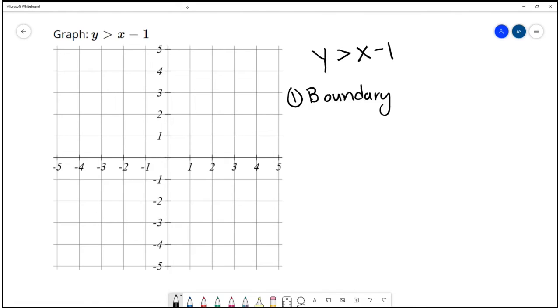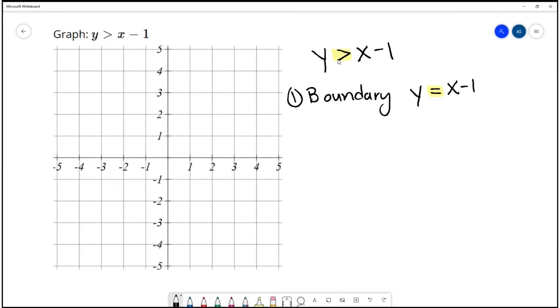And the boundary will be y equals x minus 1. What I've done is replace the inequality symbol with an equal symbol to create the boundary line. Now, when we draw the boundary line, you're either going to draw it as a solid line or as a dashed line, and the inequality symbol will tell you which one.